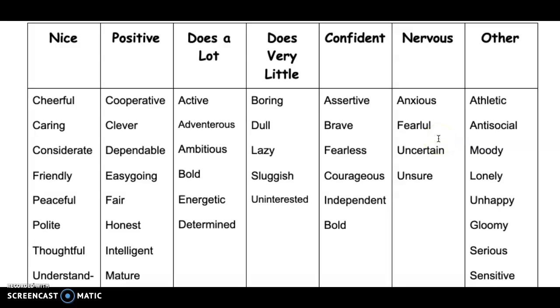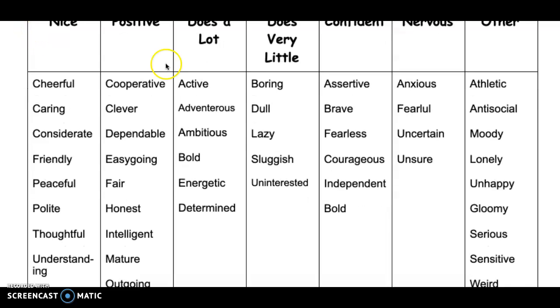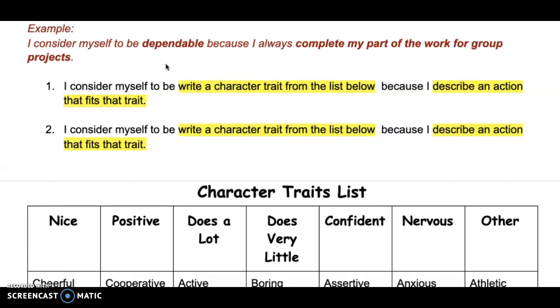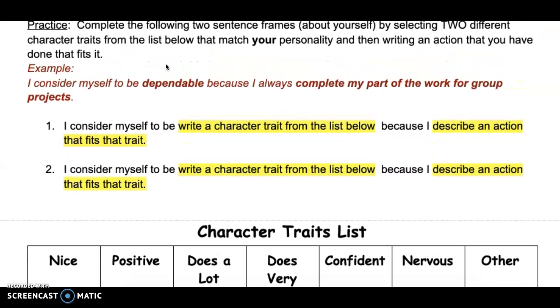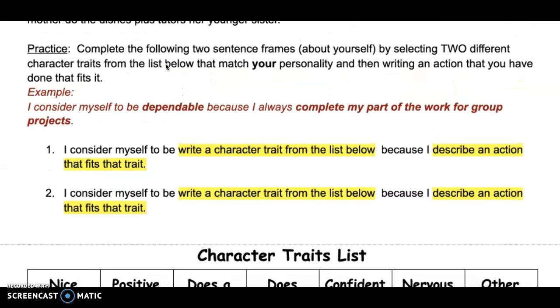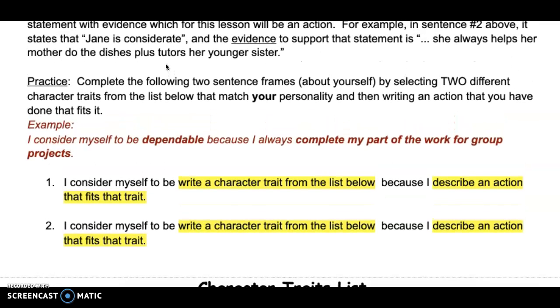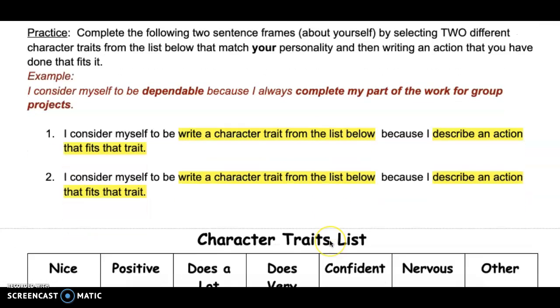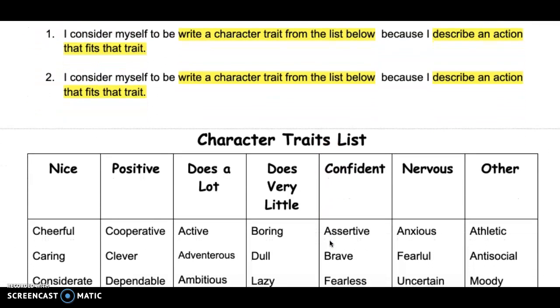So remember that there's a difference between an emotion and a character trait. Now let's come back up and look at these sentence frames that you'll be asked to complete once you pick out your 2 character traits that you think best fit your personality. The sentence frame is here. I consider myself to be blank. It says write a character trait from the list below. So that's where you pick out one of these character traits that are down here.